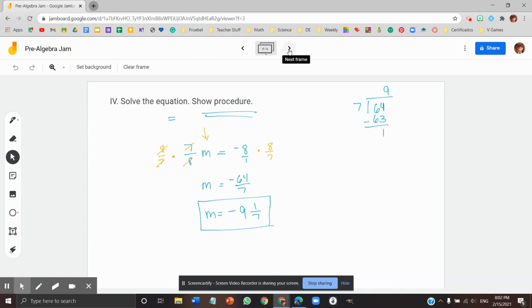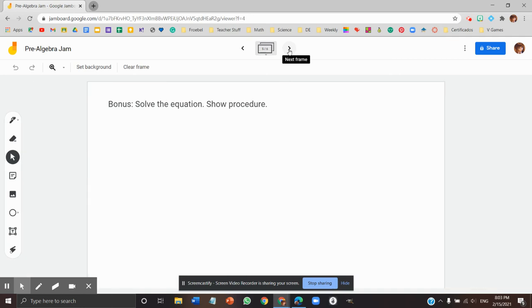Now let's go to the bonus part. The bonus part is just the same thing as we did right now, just a little bit longer. So for example, let's say that you have 13 over 15 times x minus 7 over 9 equals negative 1 over 5.